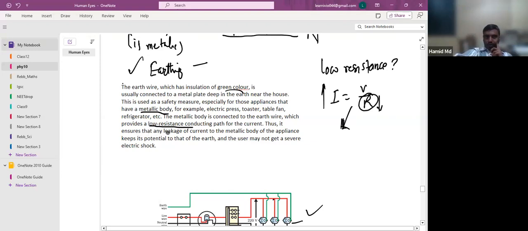Thus, it ensures that any leakage current going to the metallic body of the appliance keeps its potential at the earth. We already know that earth has low or zero potential. So current flows and it keeps that potential, and the user may not get a severe electric shock. You may get a light one, but not a severe one. This is the use or definition of earthing, right?